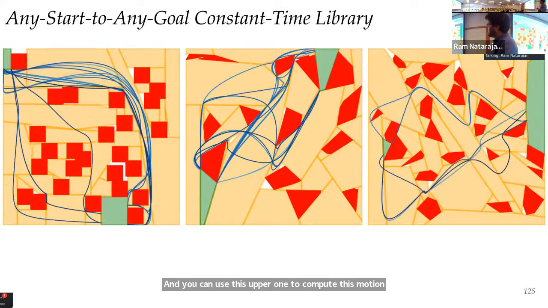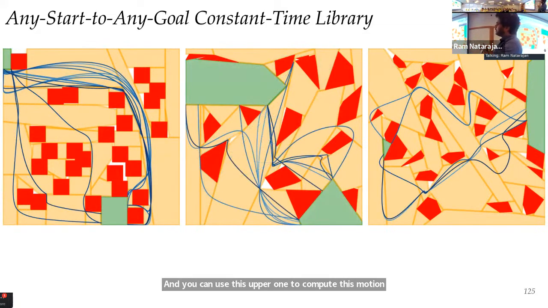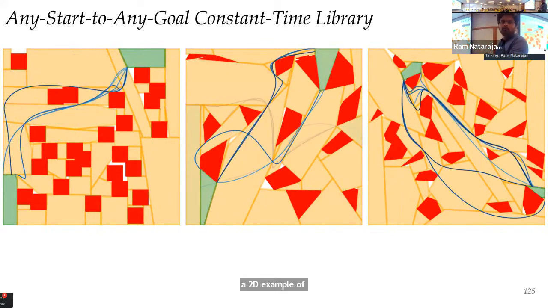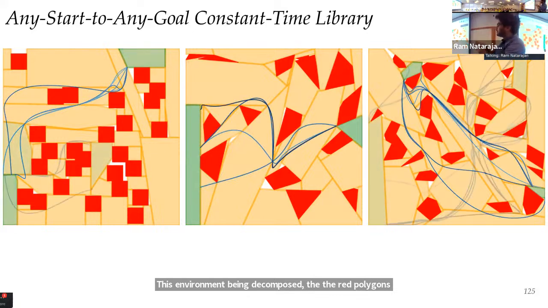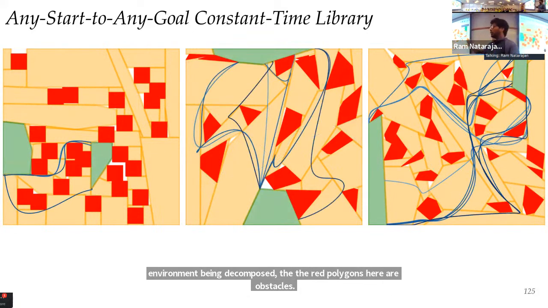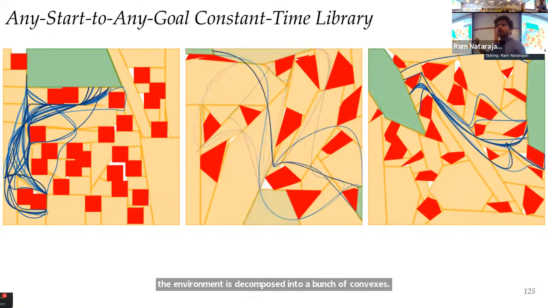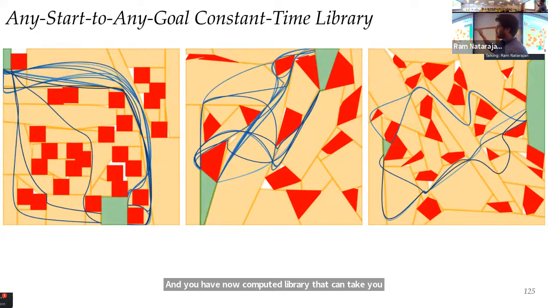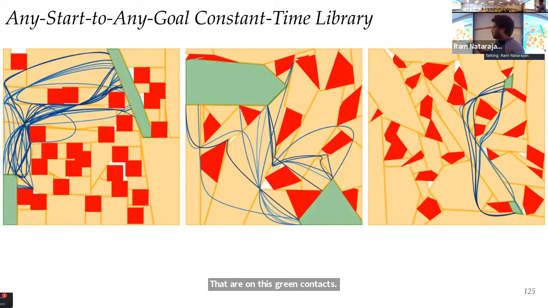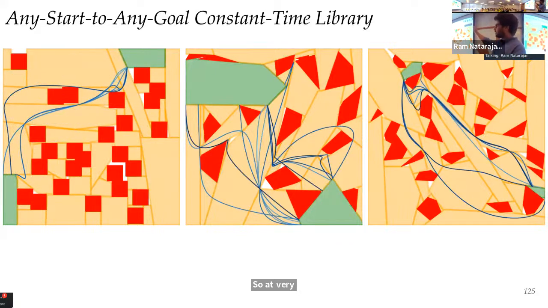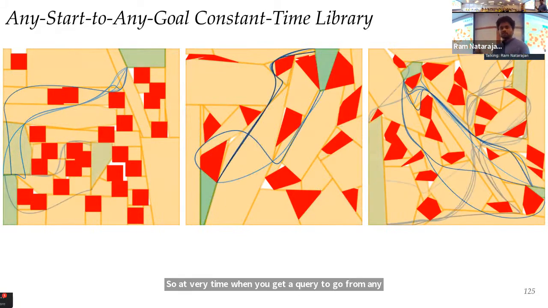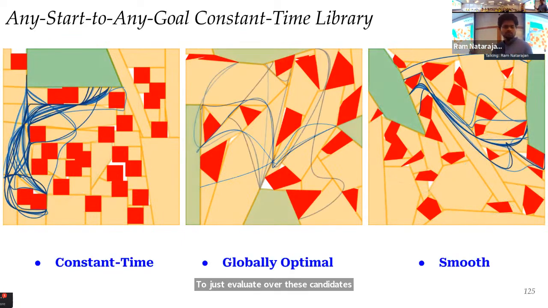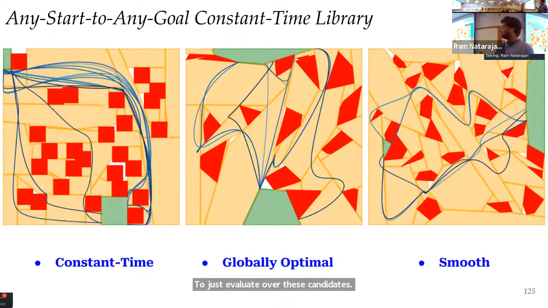What you're seeing here is a 2D example of this environment being decomposed. The red polygons here are obstacles. So the environment is decomposed into a bunch of convex sets, and you have now computed a motion library that can take you between any 2 points that are on these green convex sets. At query time, when you get a query to go from any point in one green convex set to any point in the other green convex set, it is sufficient to just evaluate over these candidate paths to get a constant time solution that is globally optimal and smooth.